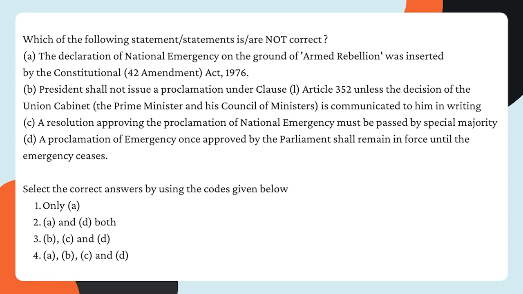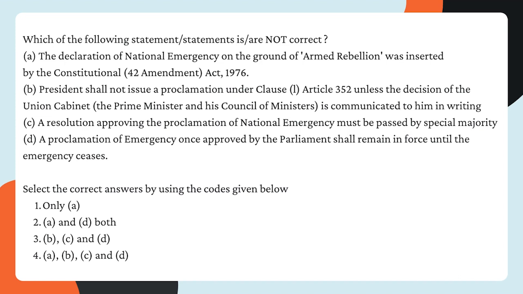Now let us see what the statements are. Statement A says that the declaration of national emergency on the ground of armed rebellion was inserted by the Constitution 42nd Amendment Act 1976. So this statement is the incorrect one, as the ground of armed rebellion was inserted by the 44th Amendment.